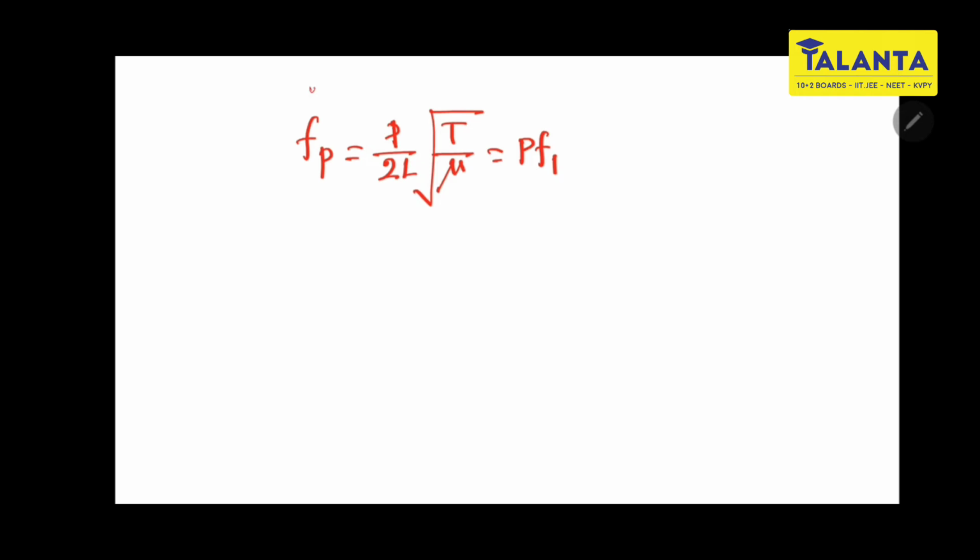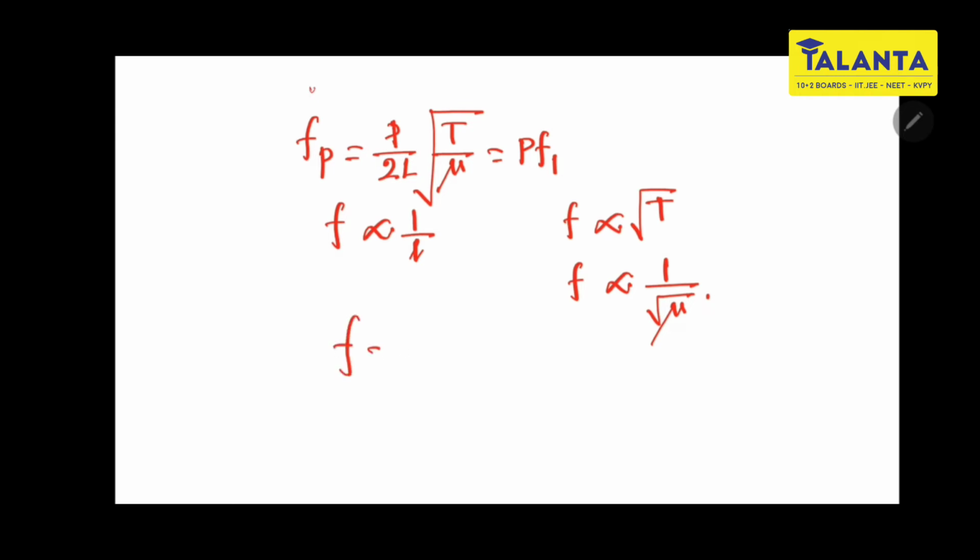So in case of this vibrating stretched string, frequency is inversely proportional to the length of the string. Frequency is directly proportional to root over T, where T is tension force, and F is inversely proportional to root over mu, where mu is mass per unit length. So F also equals 1 by L into D into root over T by pi rho, where D means diameter of the string and rho means density of material of the string.